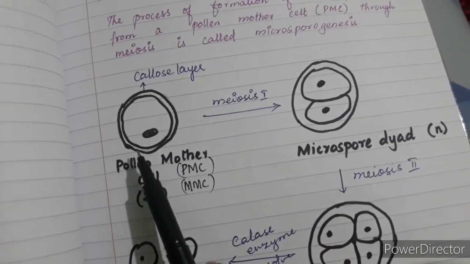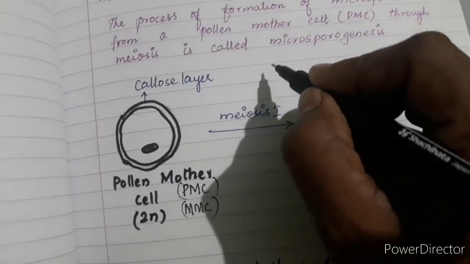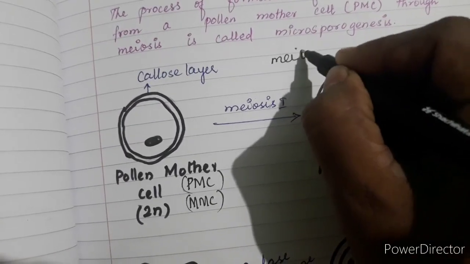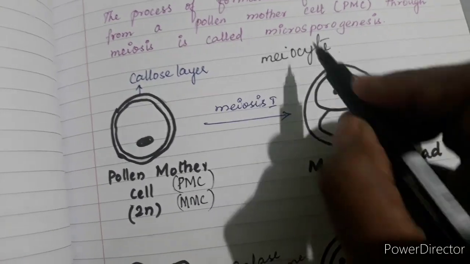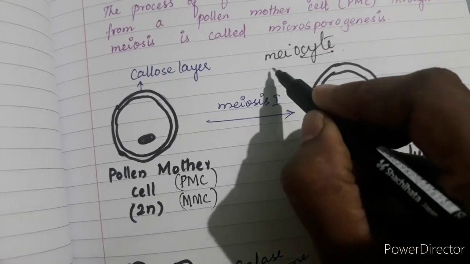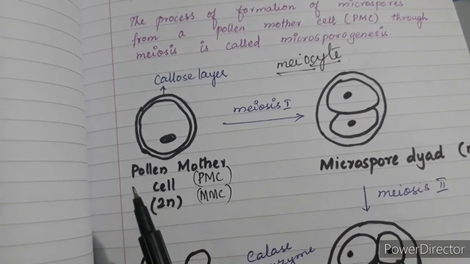A pollen mother cell is a meiocyte. What is meant by the word meiocyte? Meiocyte means a cell capable of undergoing meiosis. Cyte means cell. Meio refers to the process meiosis. So the pollen mother cell is a meiocyte.